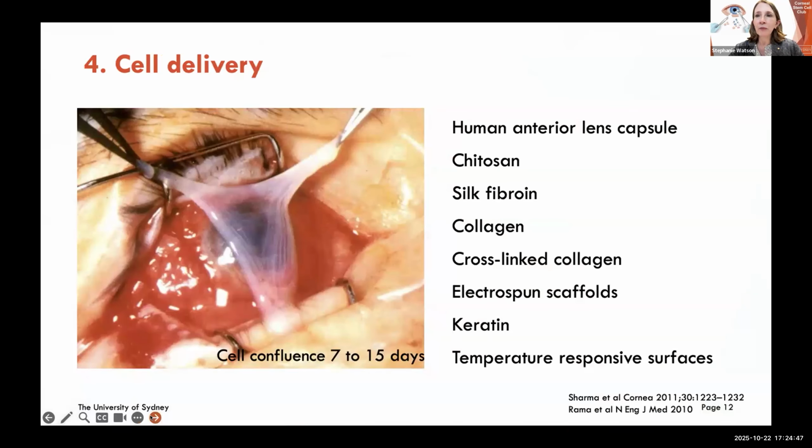For cell delivery, we delivered the cells with a contact lens, which was very practical. Other groups are looking at a range of different tissues for delivery. One of the ones that has been used, and it's shown in this picture, is an amniotic membrane, and that's taken from placenta. And it's a bit like a biological band-aid. It contains lots of growth factors, but it does need to be sutured on, and it does dissolve over time. We are working in our group on some new solutions for cell delivery.